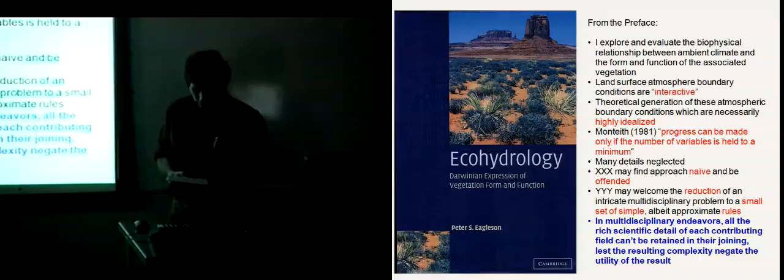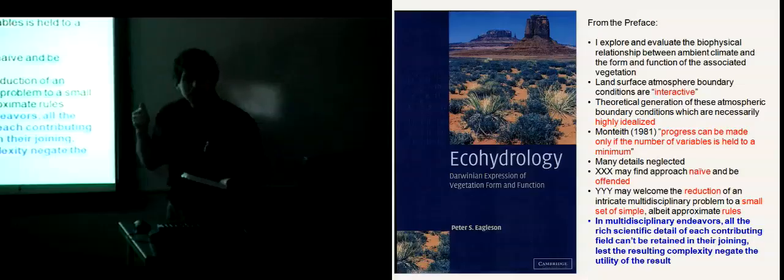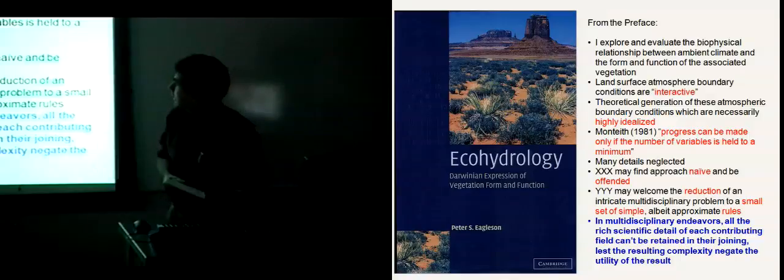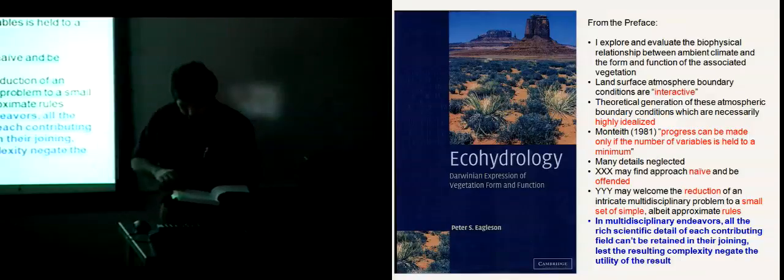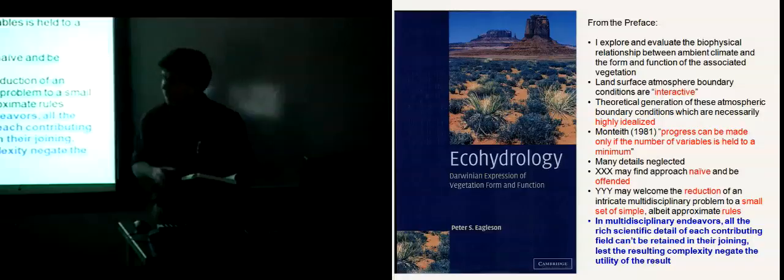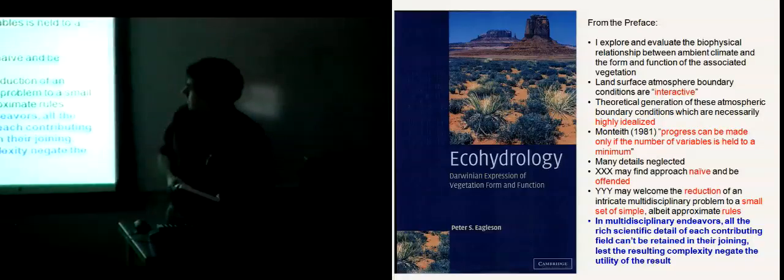And he gives this quote from John Monteith. In a topic such as this, progress can be made only if the number of variables is held to a minimum at every stage of the analysis. So there's a focus on the necessary simplification. How do you build a model that captures what you need to, but is still tractable?